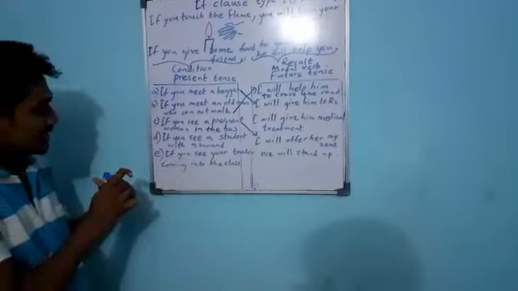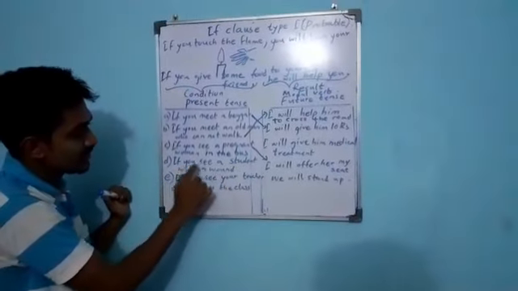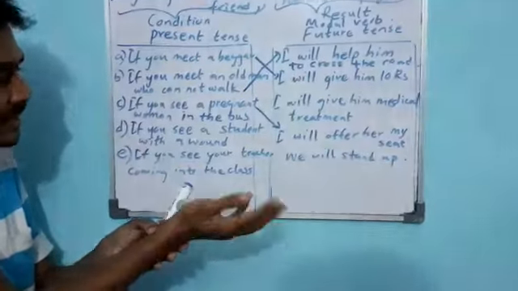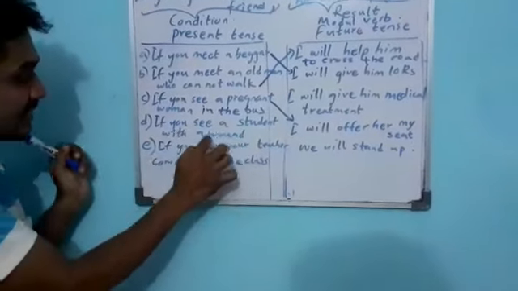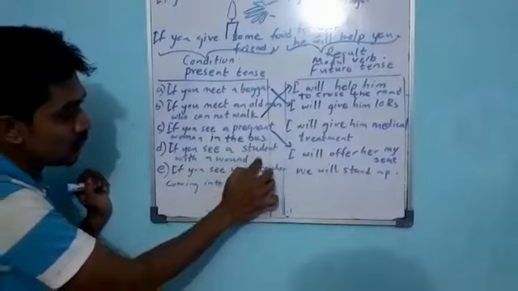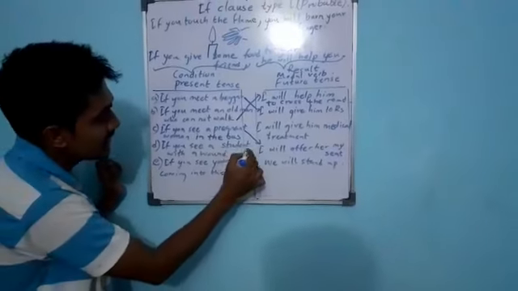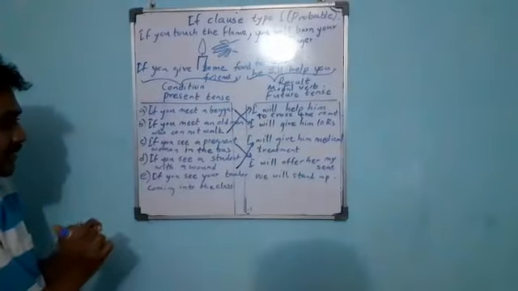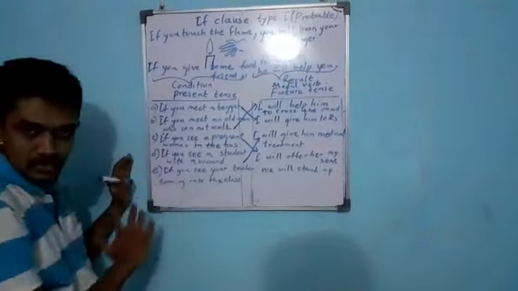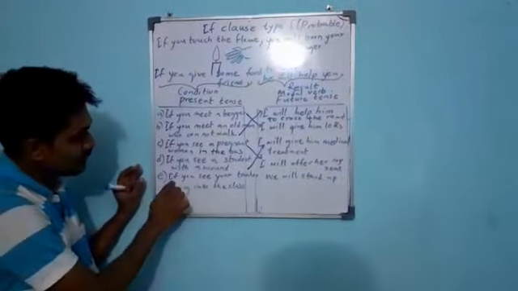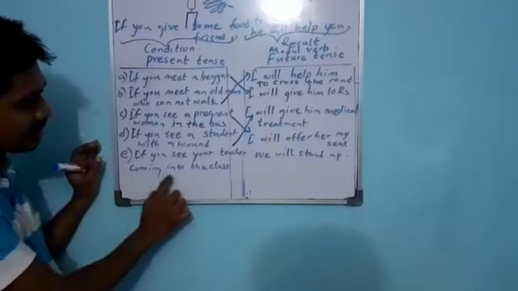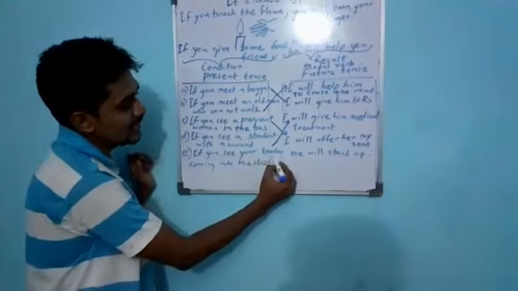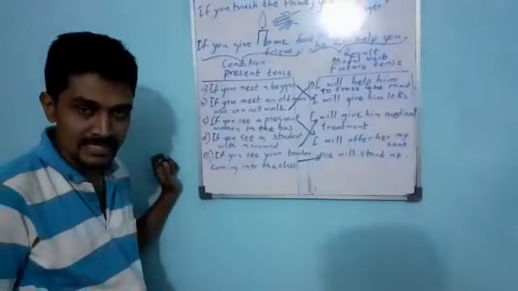Next one, if you see a student with a wound, that means there may be some problem with the leg or something like that, right? If you see a student with a wound, what will you do? I will give him medical treatment. So you can combine these two sentences. Next one, if you see your teacher coming into the class, what will you do? I think definitely we will stand up to respect the teacher.